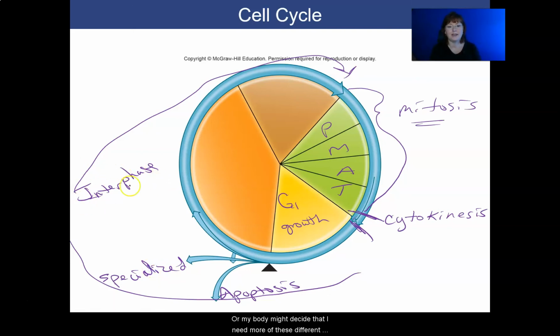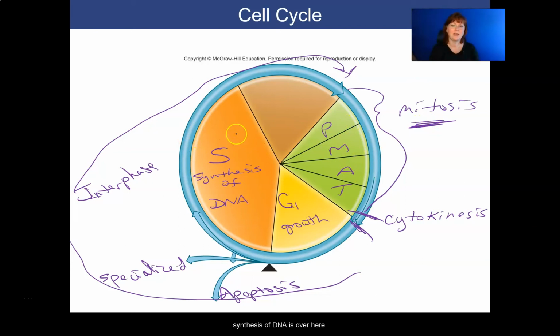Or my body might decide that I need more of these different types of cells, so maybe I need to divide. So to get ready to divide, I'm going to go into S phase, which literally stands for synthesis. And what I'm synthesizing here is DNA. So you'll notice that my DNA actually gets copied way before I go into mitosis, because mitosis is way over here in these pie wedges, and synthesis of DNA is over here.